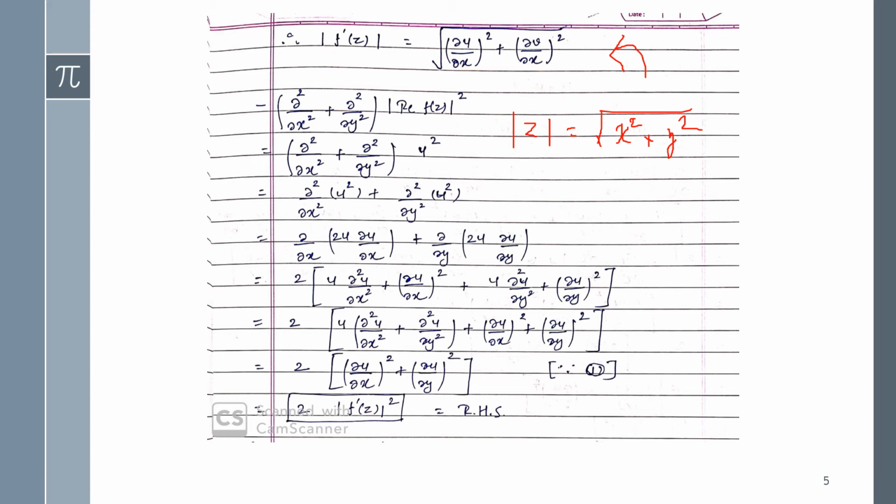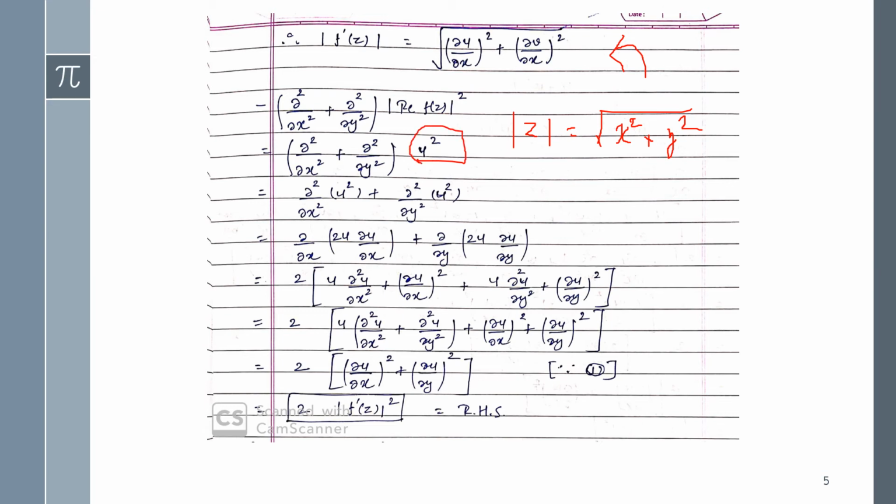Now starting with the LHS part, I'm writing this and the real part of f of z. f of z we already have, in the form of u plus iv. As you know, of u plus iv we only need to write the real part. So the real part will be u square. So here I have written u square.